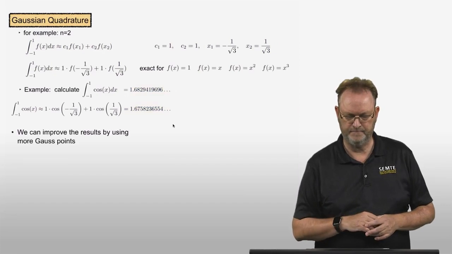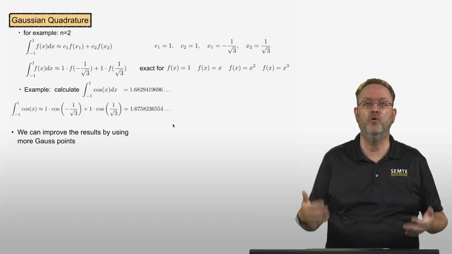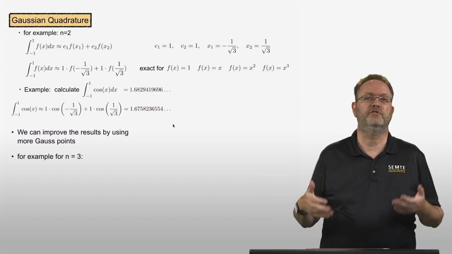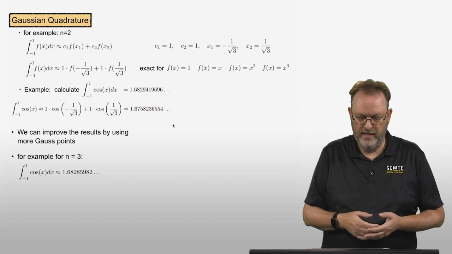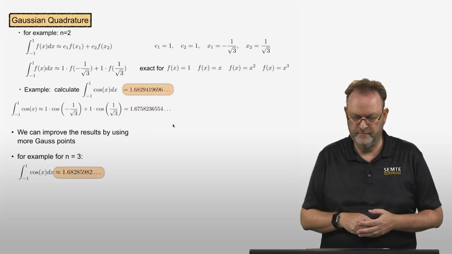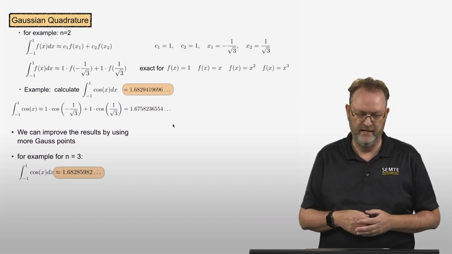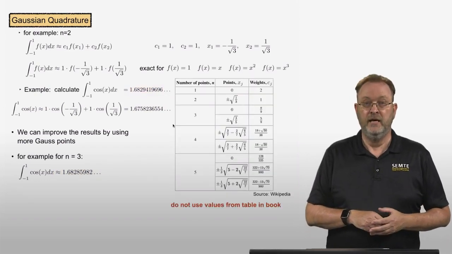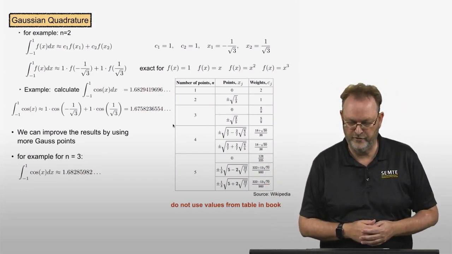You'll see that our answer, just with 2 points here, is very close to the analytically exact answer. Now, we can improve on this result by using more Gauss points, not just 2. For example, if we were to use 3 Gaussian points, then the answer for the integral would be 1.6828. If you compare that to the analytically exact answer, 1.6829 versus 1.6828, you see that it gets even closer. In fact, we can add more and more points to the Gaussian quadrature formula.